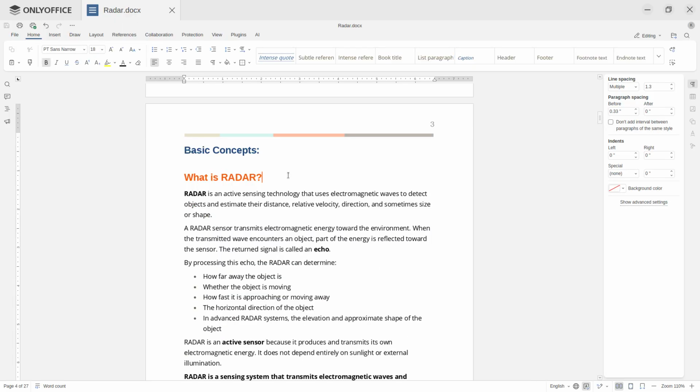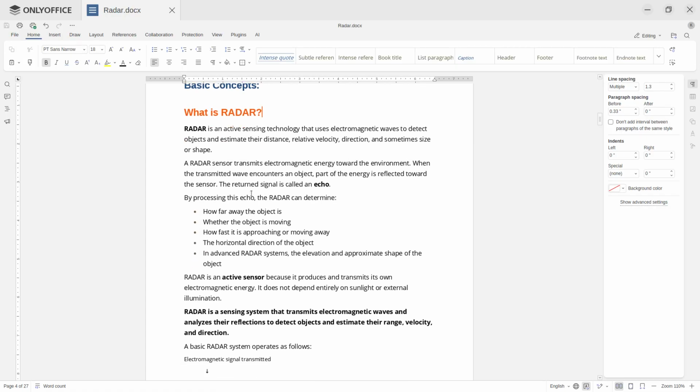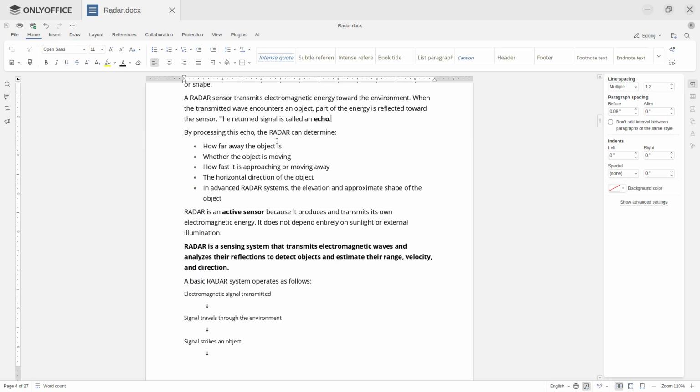So first of all, what is radar? Radar is an active sensing technology that uses electromagnetic waves to detect objects and estimate their distance, relative velocity, direction, and sometimes size or shape. A radar sensor transmits electromagnetic waves towards the environment. When the transmitted wave encounters an object, a part of the energy is reflected towards the sensor. The returned signal is called an echo. By processing this echo, the radar can determine how far away the object is, whether the object is moving, how fast it is approaching or moving away, and the horizontal direction of the object. In advanced radar systems, the elevation and approximate shape of the object can also be found out.